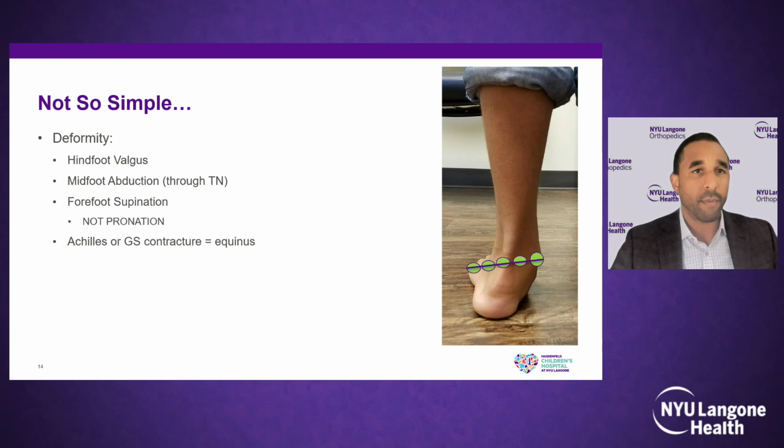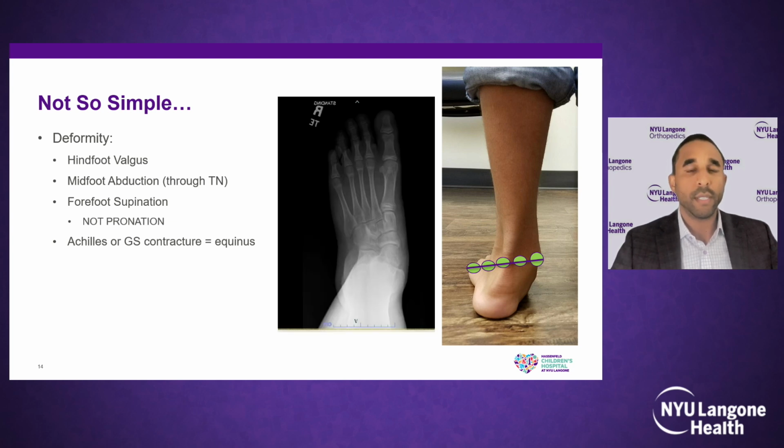And so the problem is not so simple. It's not just collapse of the arch. There's a lot of different things at play, and I think that that's something important to recognize. They all contribute to each other, and this is where we're talking about that hindfoot and the gastroc contracture being a big problem for kids, or one of the main things that I look for when I do evaluate flat foot. You also have the midfoot abduction.